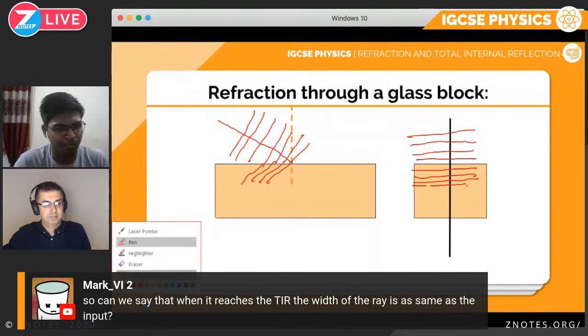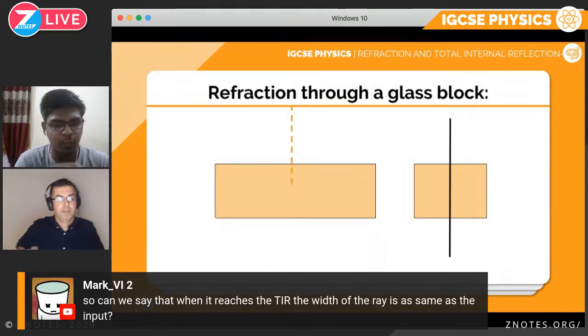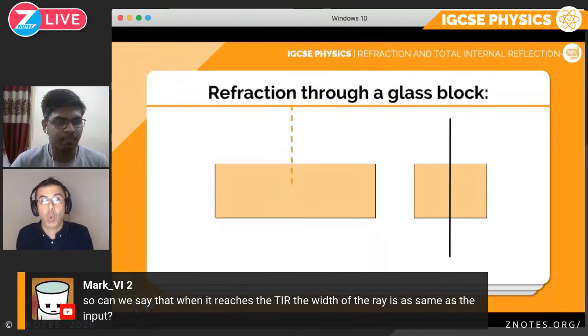It's just that when it reaches the total internal reflection, does the width of the ray, is it the same as the input, as in the ray that comes out, the totally internally reflected ray? Is it the same as the input? Okay. Yes, the width of brightness, absolutely. If you're talking about light intensity, if it's totally internally reflected, yes, it is.